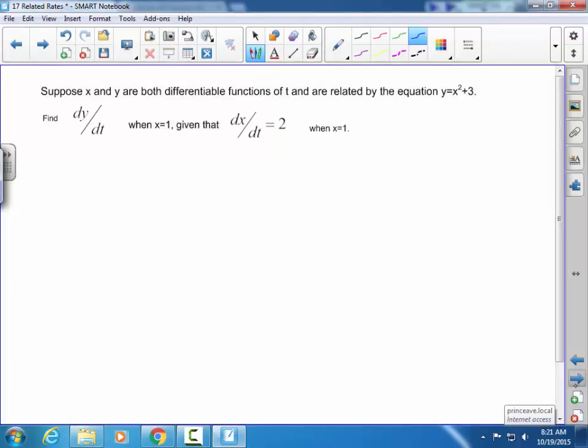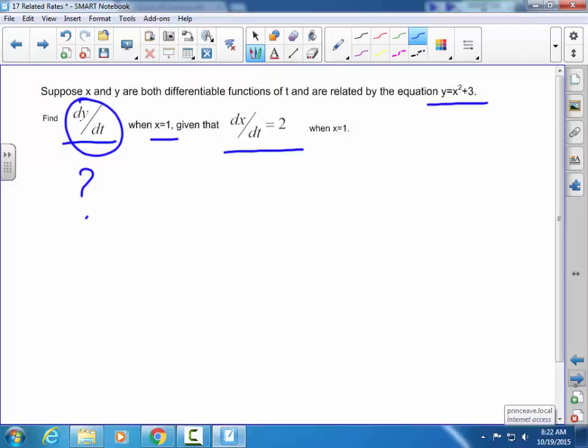This is kind of a contrived problem here. Suppose x and y are both differentiable functions of time, t, and are related by y equals x squared plus 3. There's our equation. There's the relationship between y and x. We want to find what dy dt is when x is 1, given that dx dt is 2 when x is 1. So this is what we're looking for, dy dt.